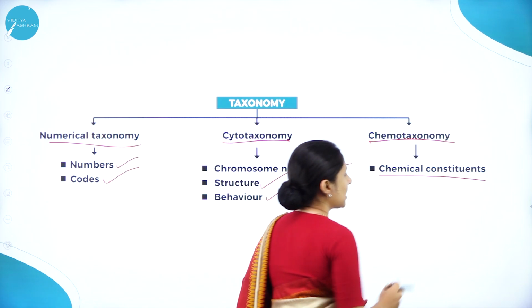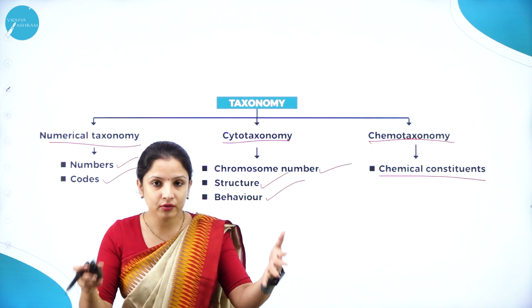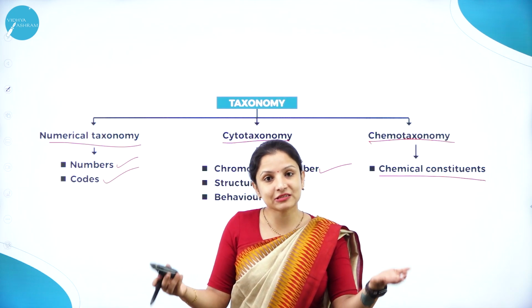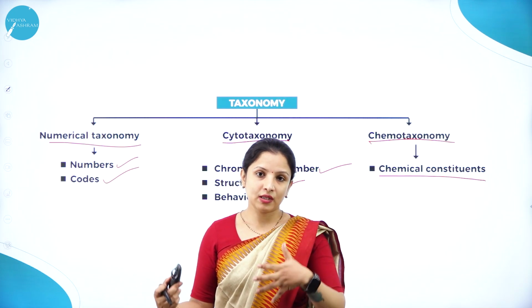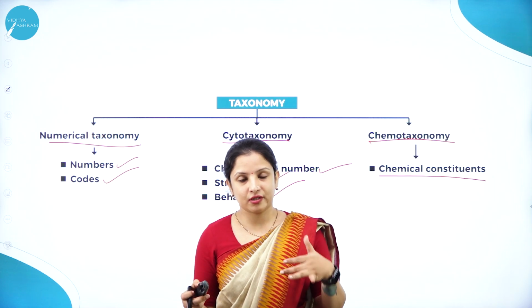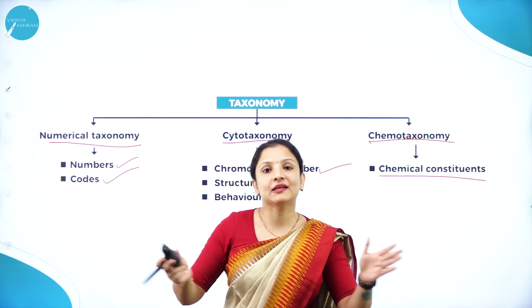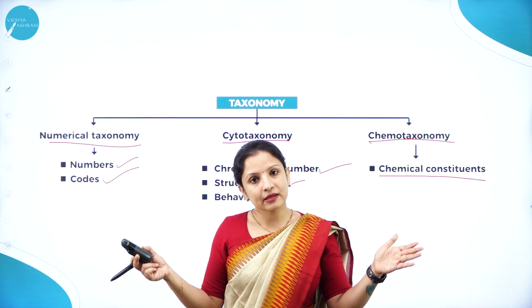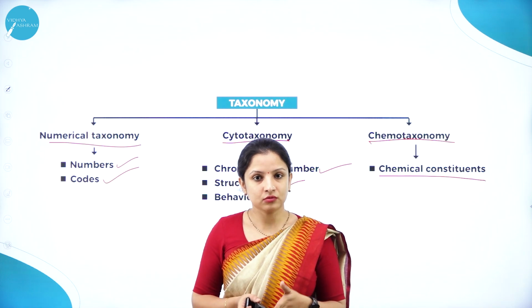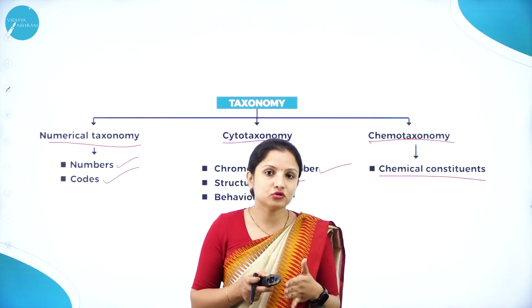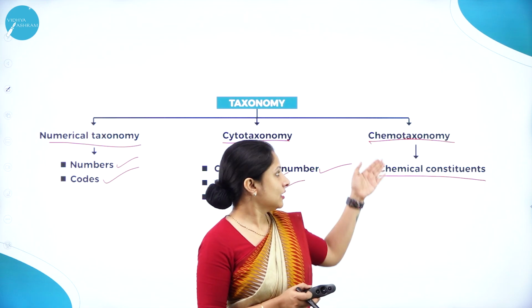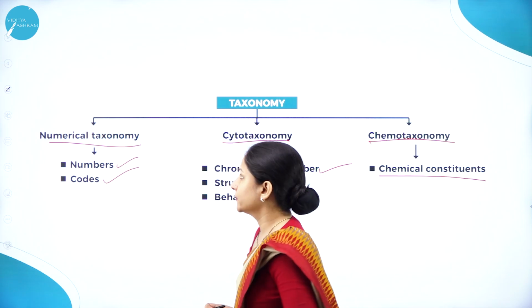Sometimes when you look at organisms, they may appear the same. But when you take them to a lab and do chemical analysis, the compounds present in them may be entirely different. At that time, you can't group them under the same group, right? You can't put those organisms under the same group. So for that, chemotaxonomy is followed.